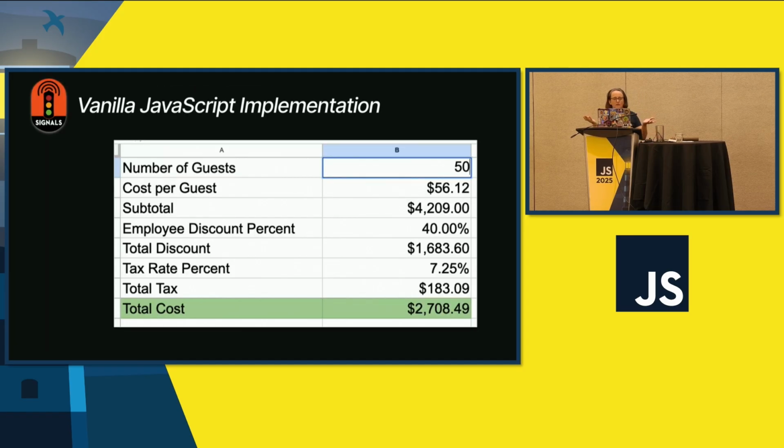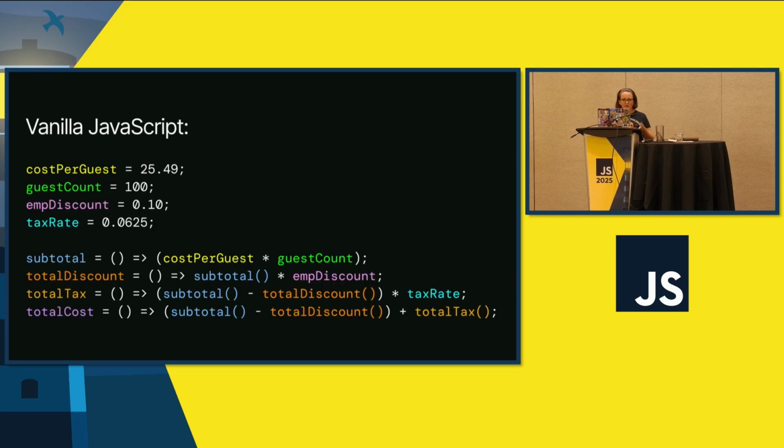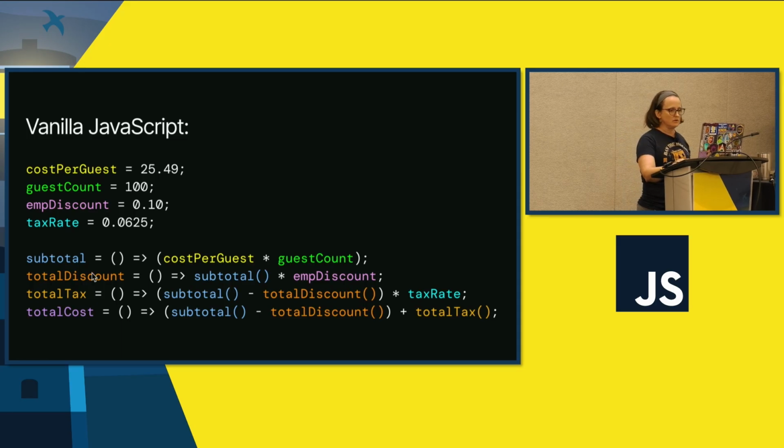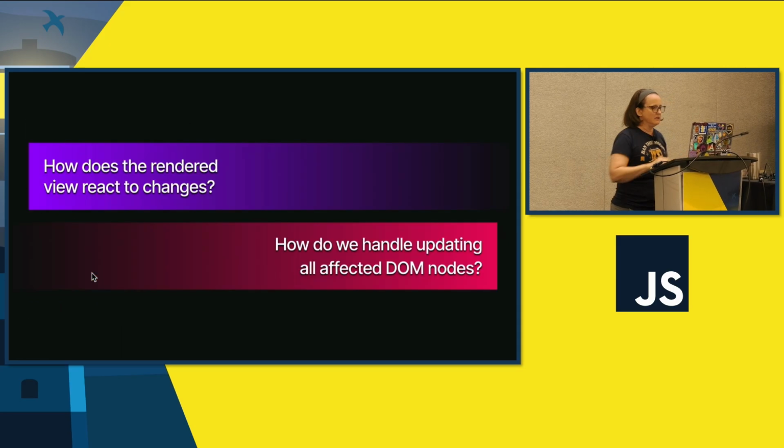Okay, so once again, if we do a vanilla implementation of our spreadsheet here, first, we're going to have to say, okay, we have some constant values, right? We know the cost per guest, guest count, employee discount, all that. And then we're going to have our calculated values, right? So I'm going to make a function that knows how to calculate the subtotal. I'm going to need that subtotal to calculate the total discount, and so on and so forth, right? This doesn't look too bad, right?